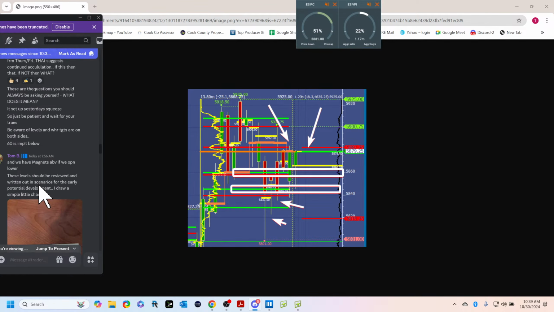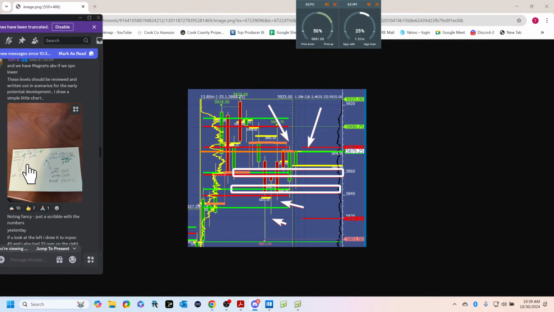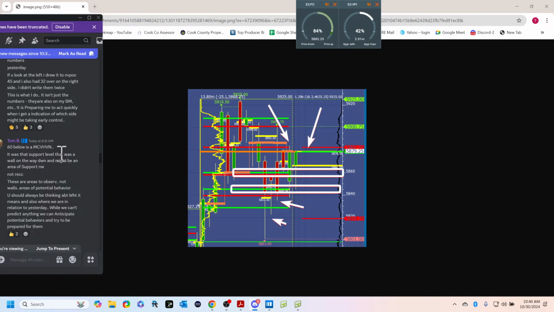Now, here's something else I do. Very simple. I draw this. This is a scenario. Down first, then up. Or if we went up first, then down. And I have my levels written out. So, and 45 is a level. And then we also have the levels above. So it's nothing fancy, but I just scribbled some lines, and I've been doing this forever. 60 is a key level. It was support. That was, remember, a wall on the way down.